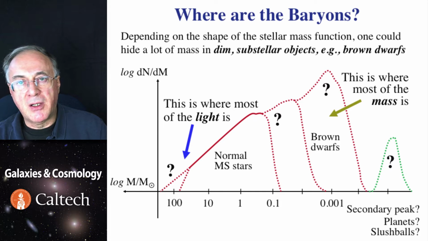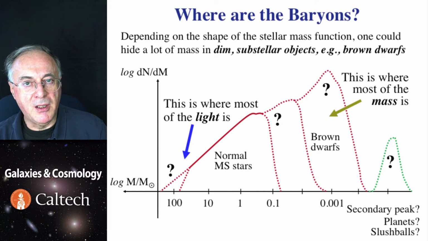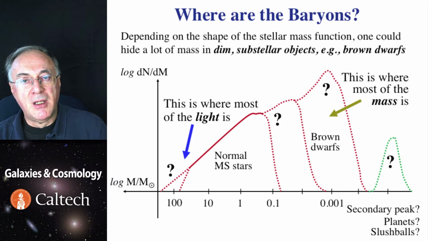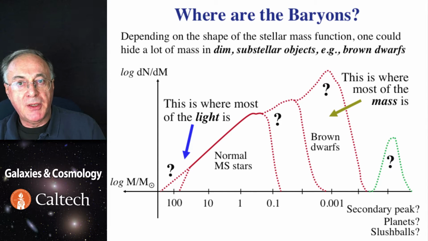We know that stars with masses less than about 8% of solar cannot fuse hydrogen into helium in their cores, and those are the brown dwarfs. So you can pack a lot of mass in these substellar objects without them producing any observable visible signature. You can go as far as you want down the mass function, or there could be additional peaks. There may be interstellar planets or interstellar slush balls and comets. They'll be very hard to detect. But there are ways in which we can test some of these possibilities.